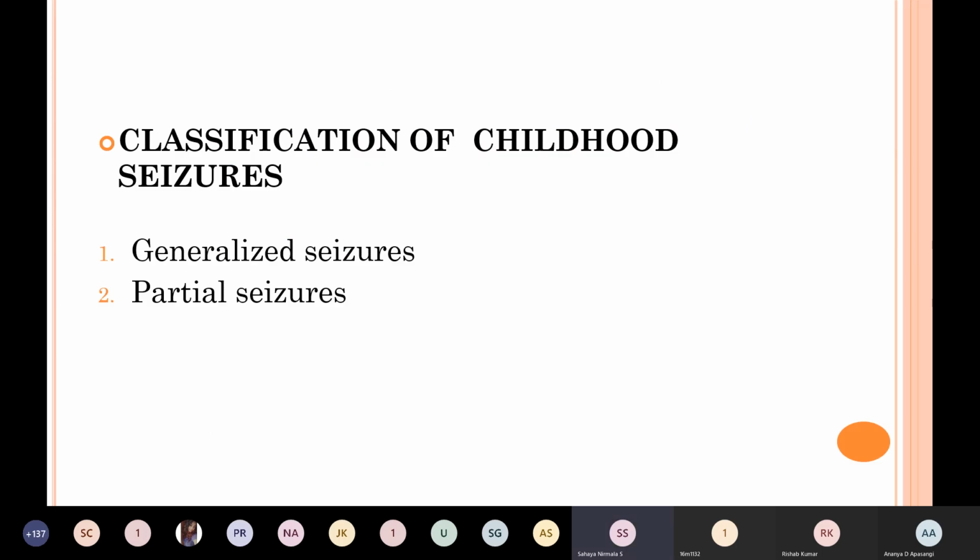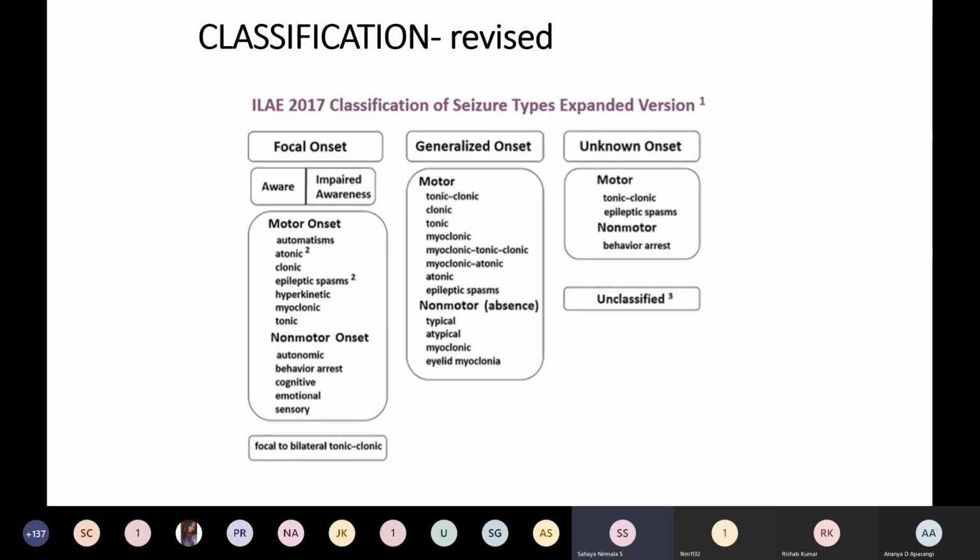So now that we know there is a seizure, we have understood the pathophysiology of a seizure, coming to the classification of childhood seizures. This was an old classification where they used to call it a generalized seizure or a partial seizure. But now the present classification is what we call the revised classification, the ILAE classification, that is the International League Against Epilepsy. So this is the present classification of seizures which we need to follow.